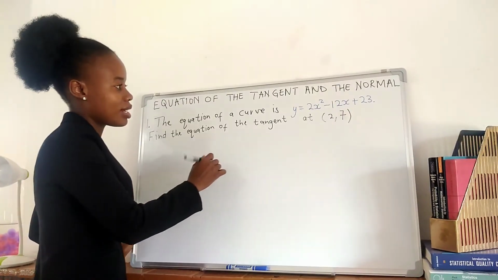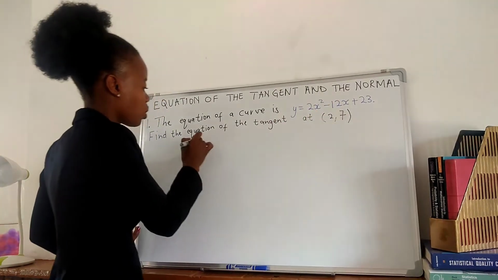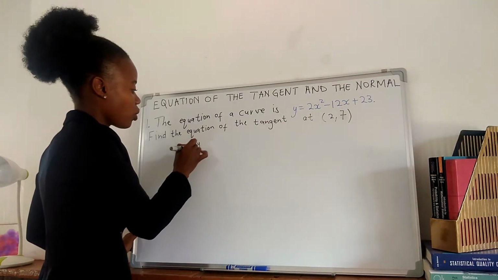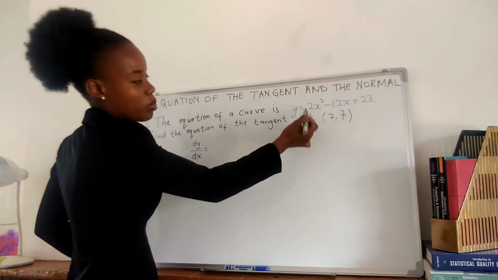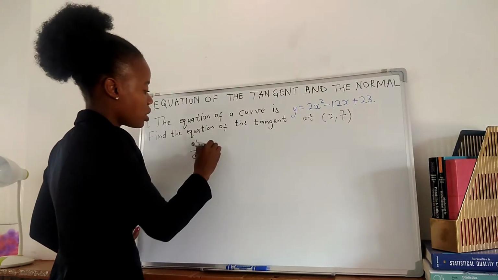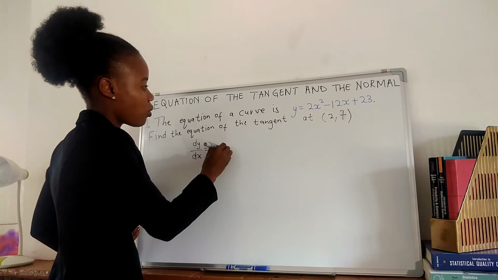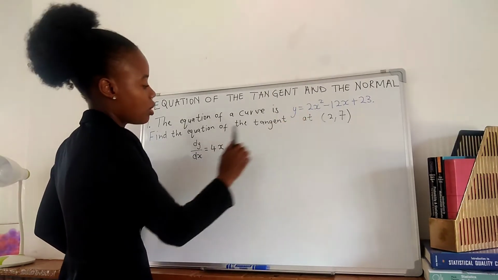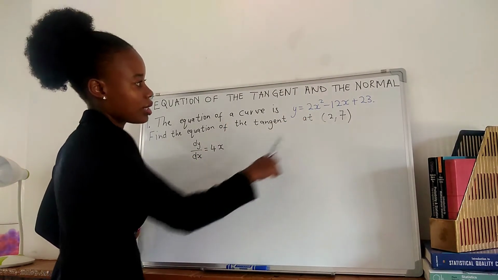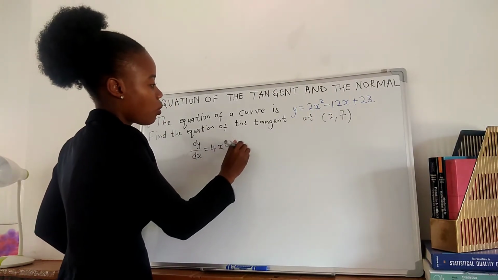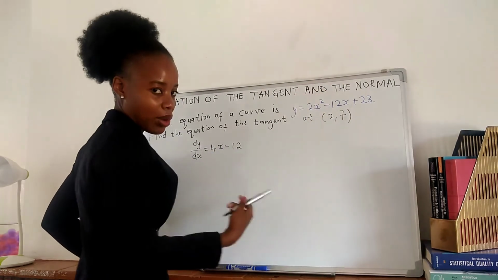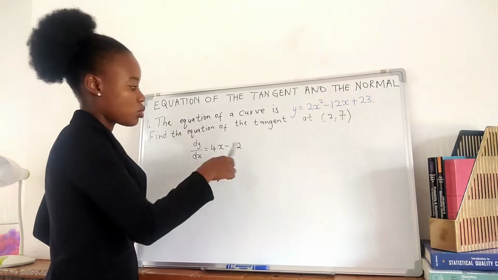So to find the gradient, we differentiate this. So we're going to have dy over dx, right? You drop the power, 2 times 2, which is 4. X, you remove 1 from the power, 2 minus 1, we're going to have 1, all right? Then this one, you drop the power, then remove 1 from the power, x to the power 0, you know that is 1. So we're left with 12.